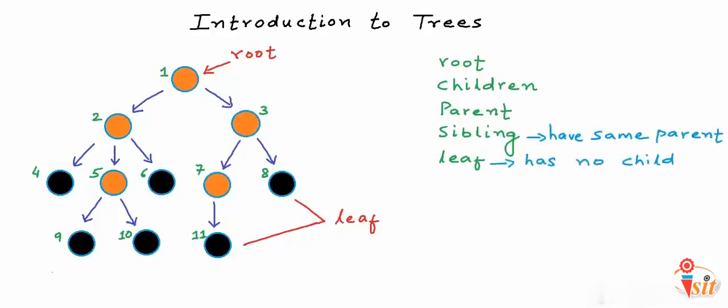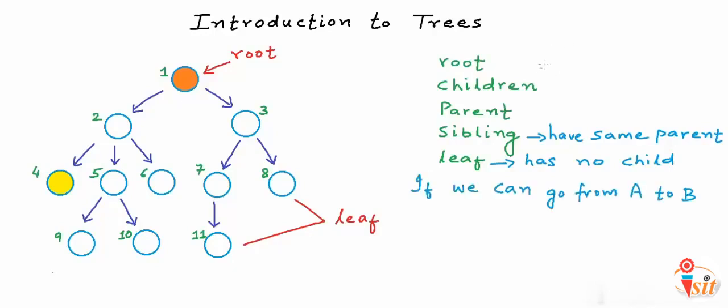And we can have some more relationships, like parent of parent can be called grandparent. So 1 is grandparent of 4 and 4 is grandchild of 1. In general, if we can go from node A to B walking through the links, and remember these links are not bidirectional, we have a link from 1 to 2, so we can go from 1 to 2, but we cannot go from 2 to 1. When we are walking the tree, we can walk in only one direction. Okay, so if we can go from node A to node B, then A can be called ancestor of B, and B can be called descendant of A.